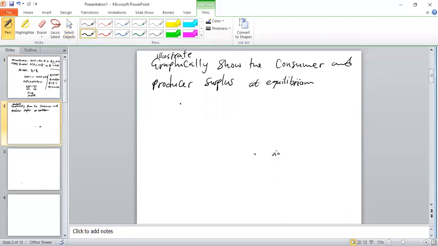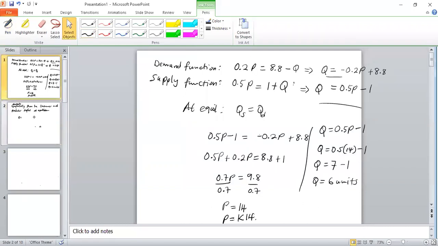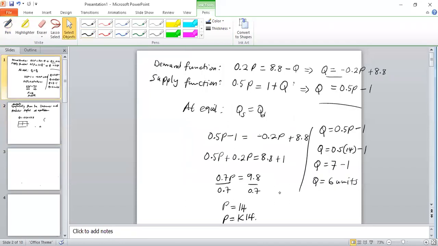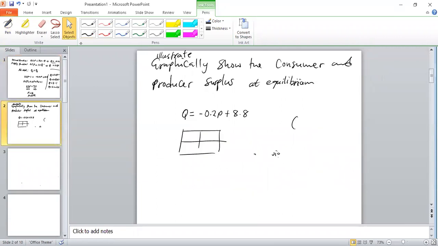So can I have the equations that I have? The demand function, which I made Q subject, is Q is equal to negative 0.2 P plus 8.8. And since I want to graph this, I'll just need the P-intercept because I already have the equilibrium point, which is Q is 6 and P is 14. So I already have one coordinate for both, which is 6, 14.